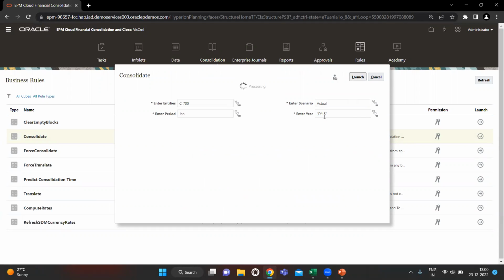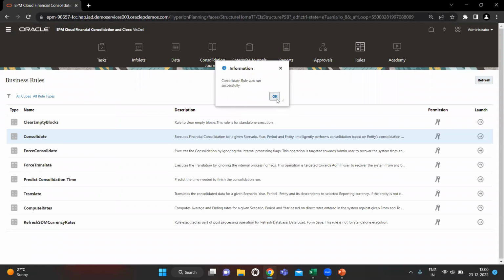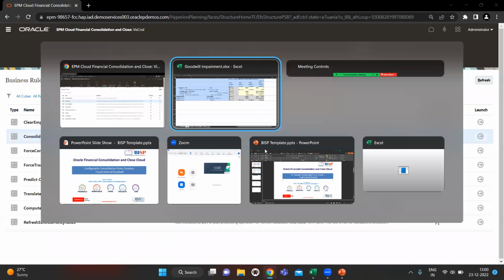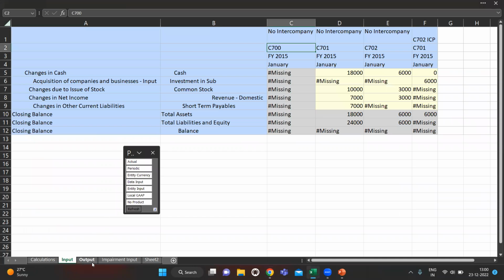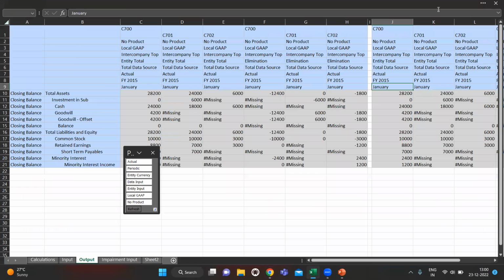And here you also have to see the financial year as well, that is FY15 in my case. So the rule is processing, it will take some time. Okay, it ran successfully. So let's move on to our Smart View and see what output we are getting.